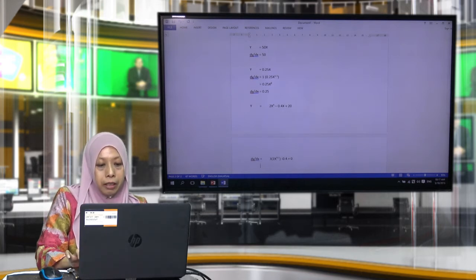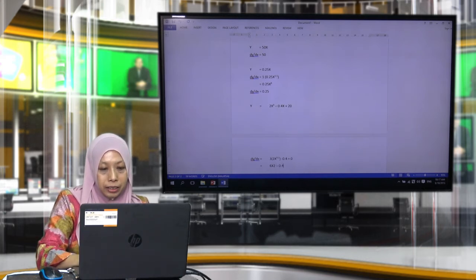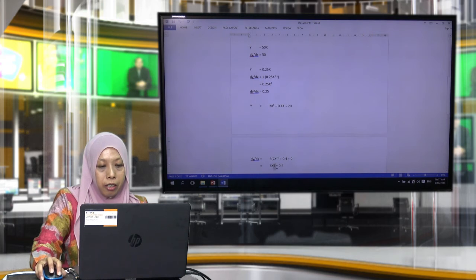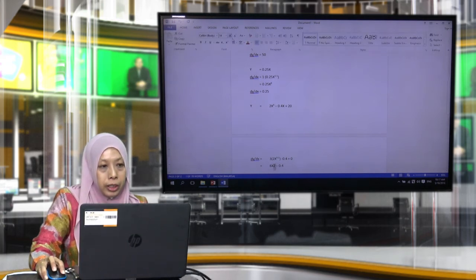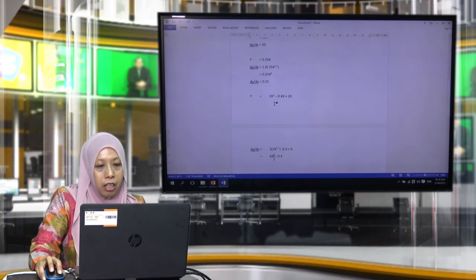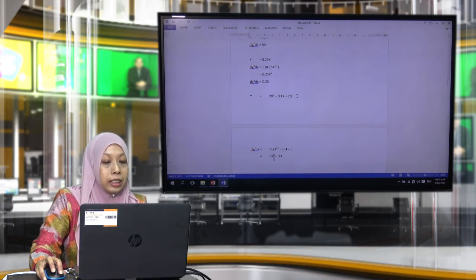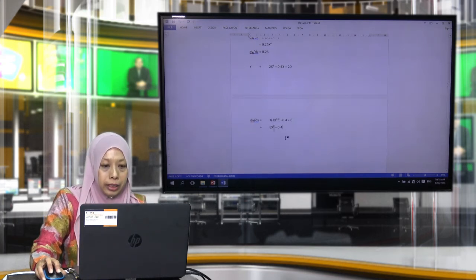So this function can be simplified further. Okay, so let's simplify it. So you're going to get 6x to the power of 2, minus 0.4. So this is the derivative for the long function of y equals 2x to the power of 3 minus 0.4x plus 20.